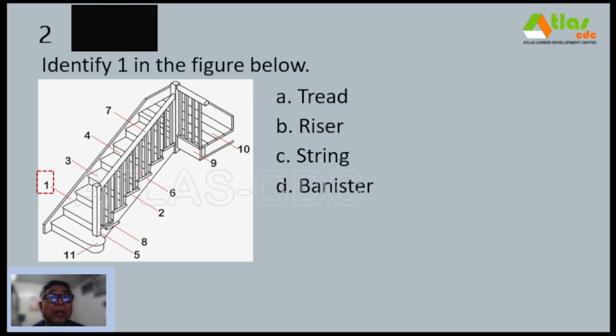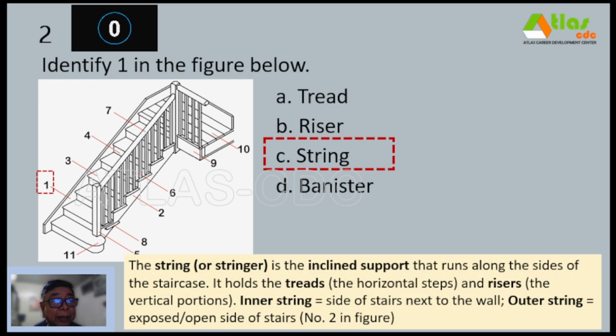Number 2. Identify 1 in the figure below. A. Thread. B. Riser. C. String. And D. Banister. And our correct answer is letter C. String. So the string or stringer is the inclined support that runs along the sides of the staircase.